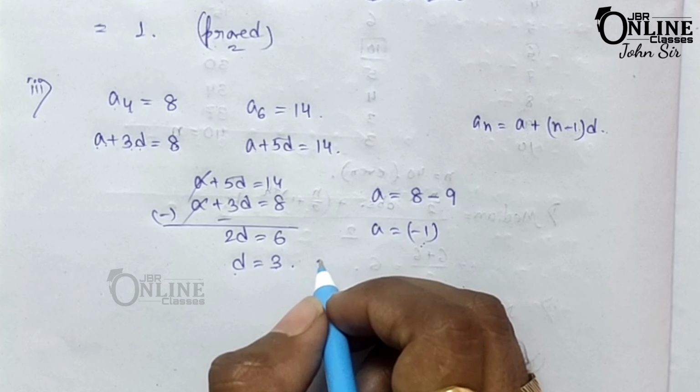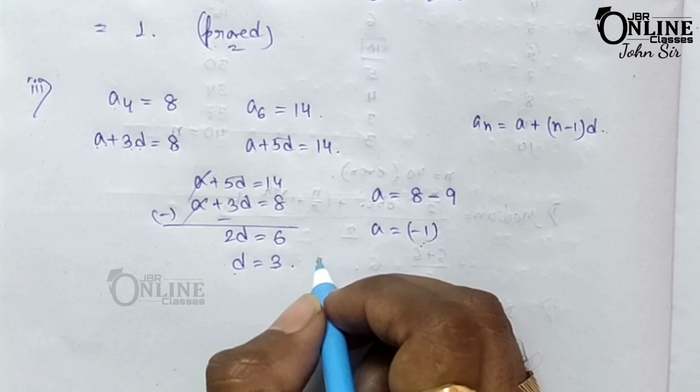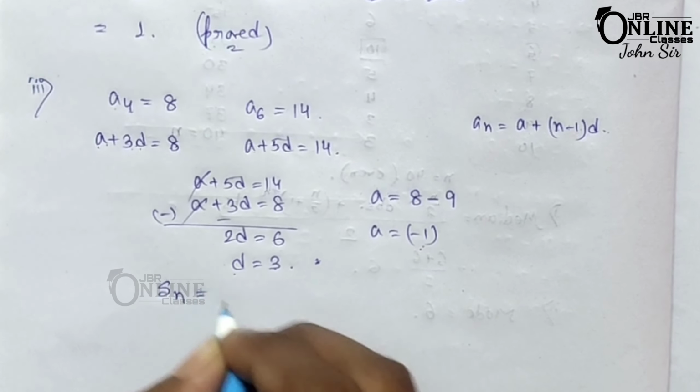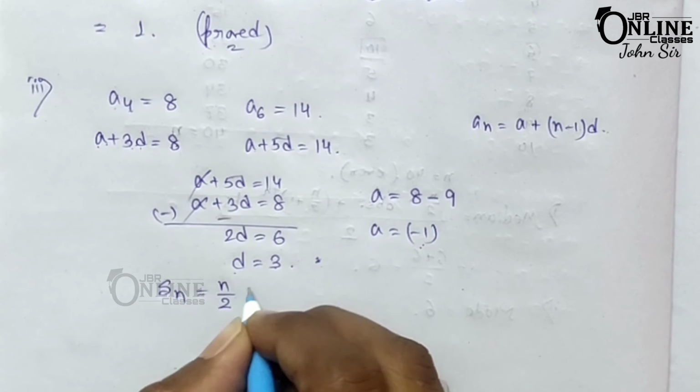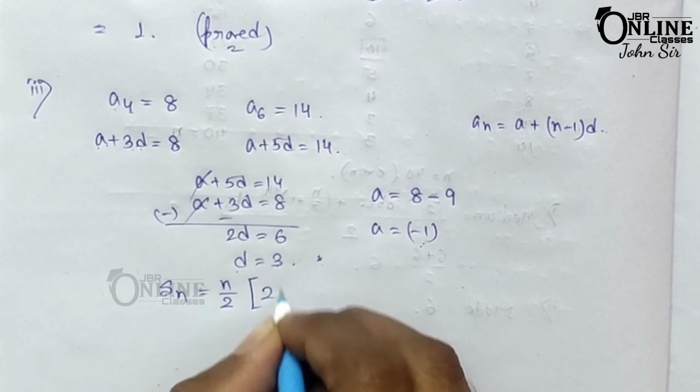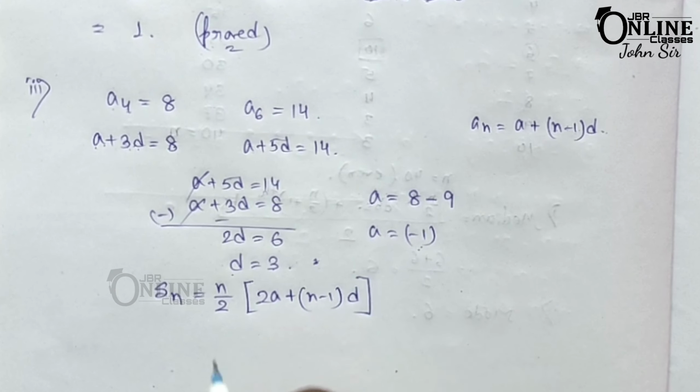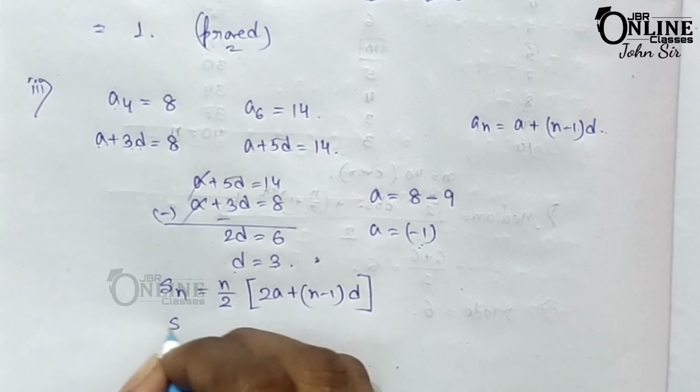Here the third question is, you have to also find out the sum of the first 20 terms. That means here you can apply the formula Sn. What is the formula of Sn? Sn equals n by 2 into 2a plus (n minus 1) into d. Now Sn means here S20.